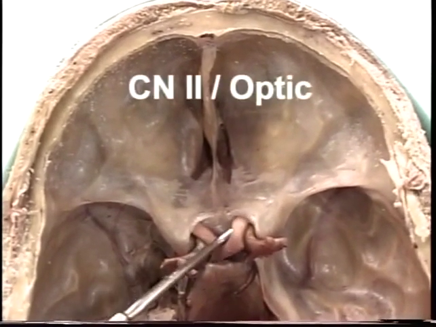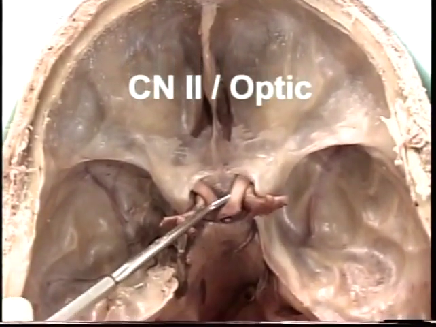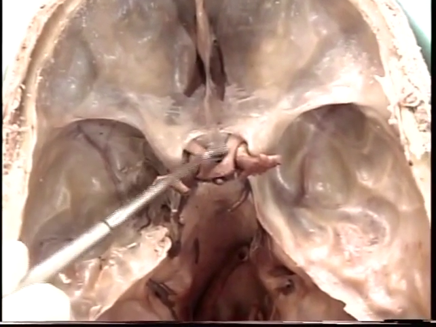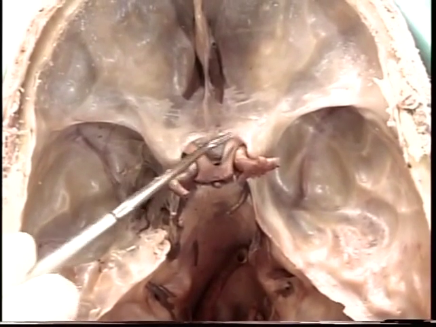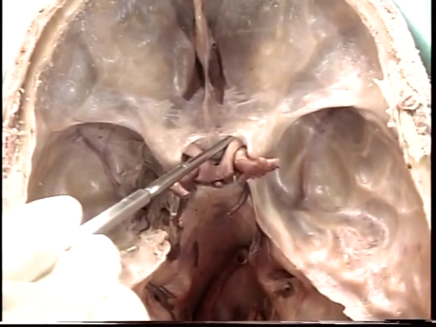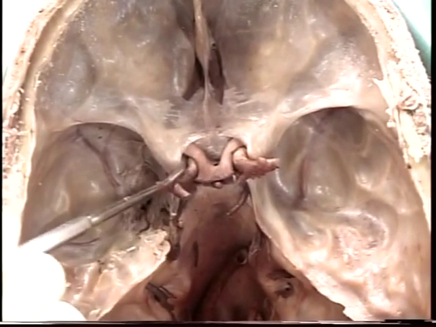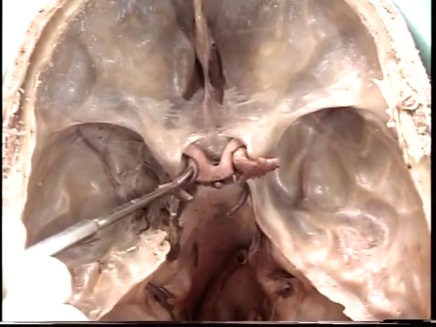Now I am holding the second cranial nerve, the optic nerve. You can see that there is the right side and the left side. They leave the skull through the optic canal with the ophthalmic artery. There is the ophthalmic artery on the right and left side.